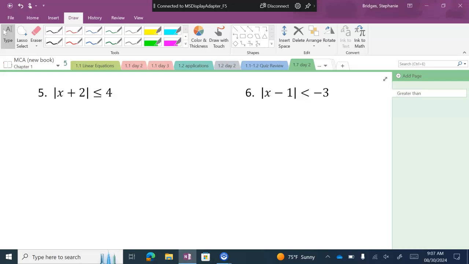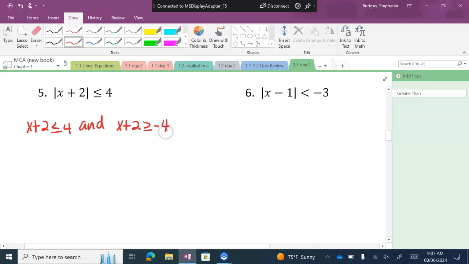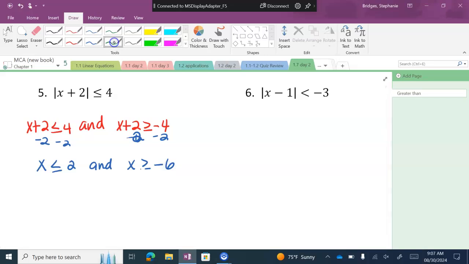All right, with number 5, is my absolute value all by itself? Yes, there's nothing on the outside of it, right? Am I going to use "and" or "or"? And. We're going to go x plus 2 is less than or equal to 4, and x plus 2 is greater than or equal to negative 4. We can solve each one of these. I get x is less than or equal to 2, and x is greater than or equal to negative 6.